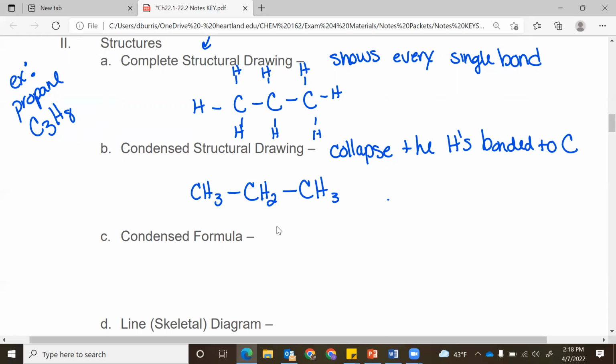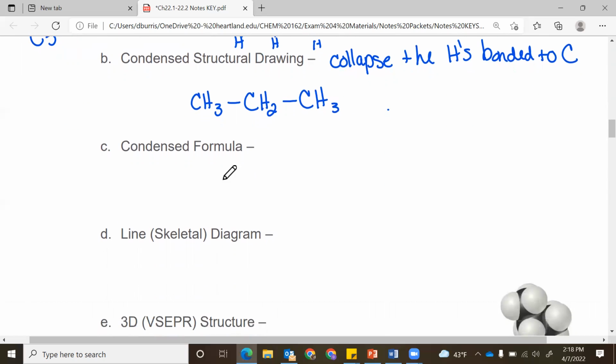Now we can condense it a little bit more and take out all of the bonds. That's called the condensed formula, because this is what we usually use for writing a balanced chemical reaction. So in a chemical reaction, no bonds are drawn.